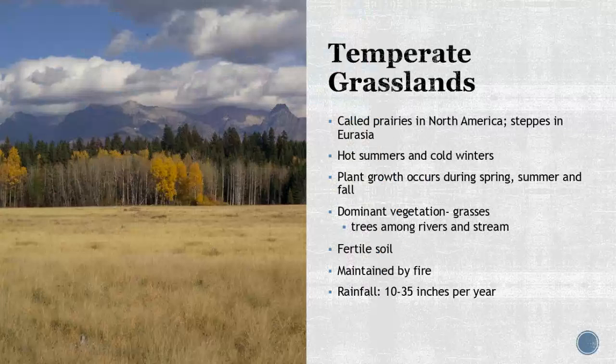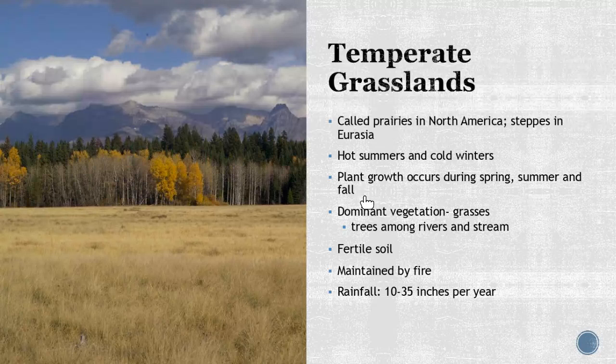Your temperate grasslands, which is what we're probably used to more in this area, we call them prairies up here in North America, or steppes in Eurasia. Now they are noted for having very hot summers and extremely cold winters. Most of the plant growth is going to happen in the spring, the summer, and then the fall, and then pretty much everything goes dormant during the winter.